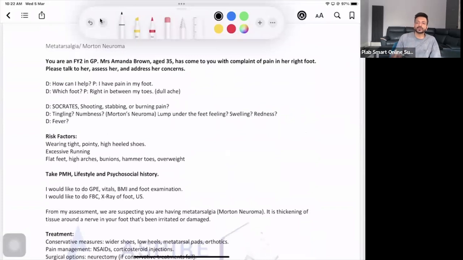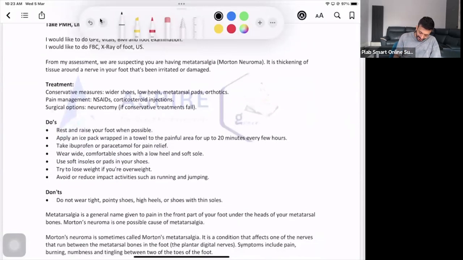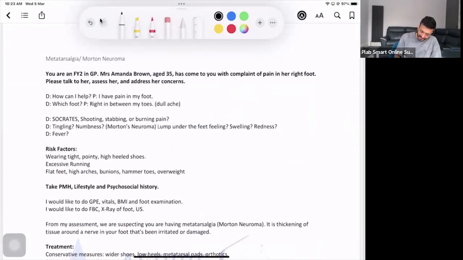Let's begin the next one. So we have got Morton's metatarsalgia, or Morton's neuroma, right? So what is the patient saying? The patient is in the GP.